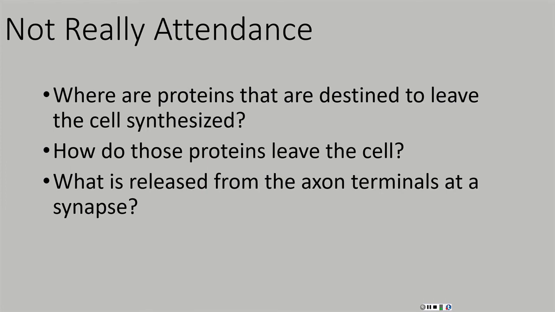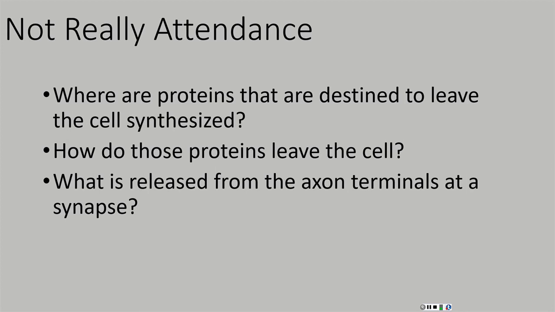Again, these are really going to come from Bio 137 as they tie into today's lecture also. Where are proteins that are destined to leave the cell synthesized? How do those proteins leave the cell? And what is released from the axon terminals at a synapse? The first 2 questions are going to come from the cell chapter in Bio 137.